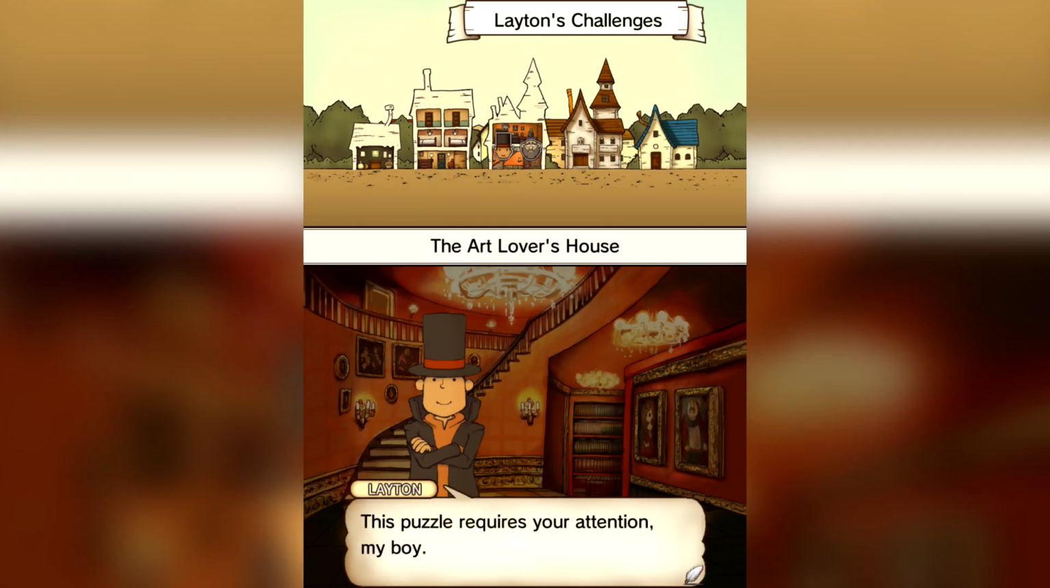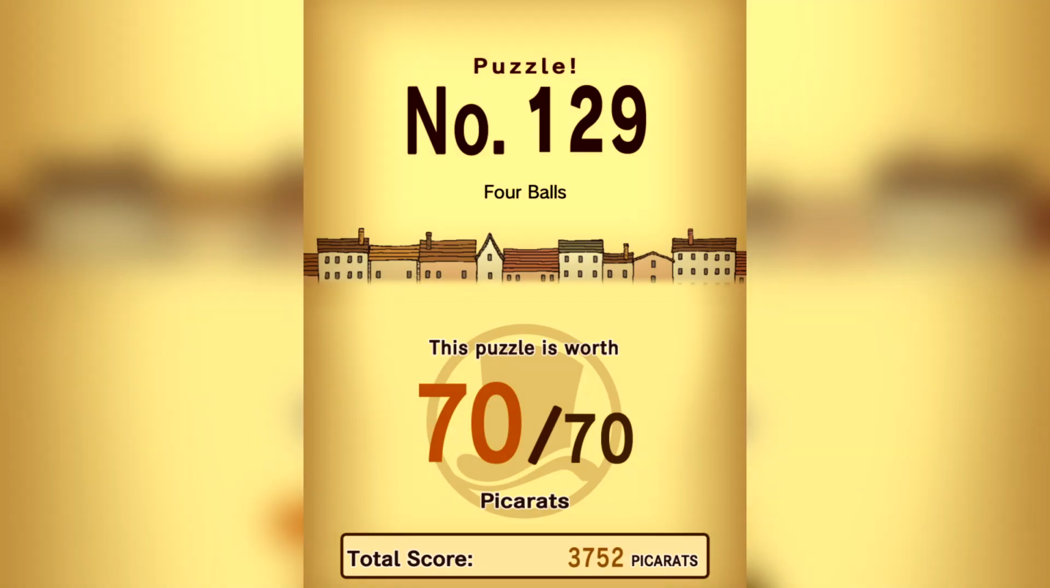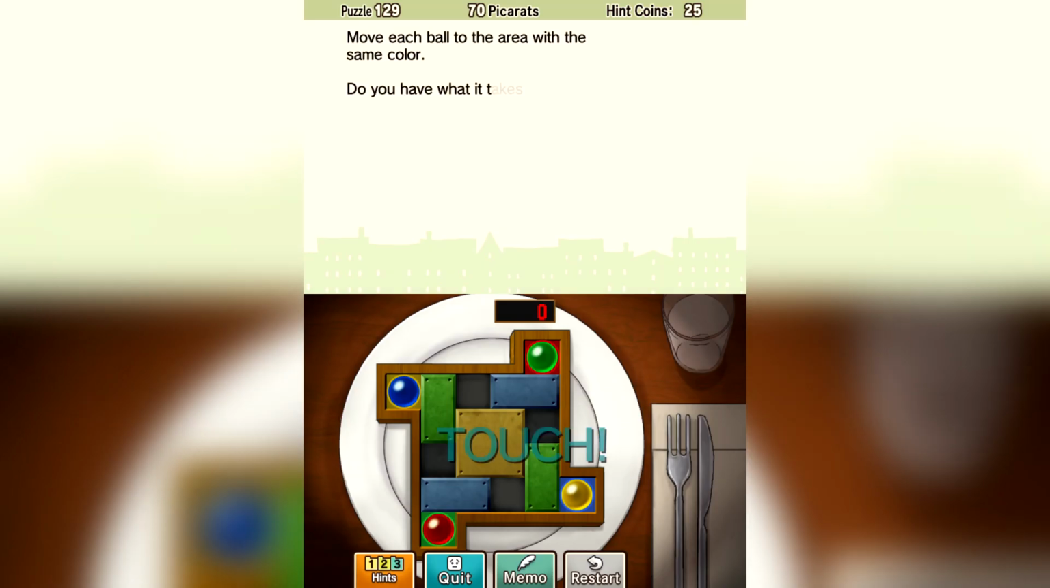Okay. I knew you could do it. And now for puzzle number 129, 4 balls. This puzzle requires your attention, my boy. Puzzle's worth, yep, 70 again. Move each ball to the area with the same color. How long does it take to complete this? Oh boy.